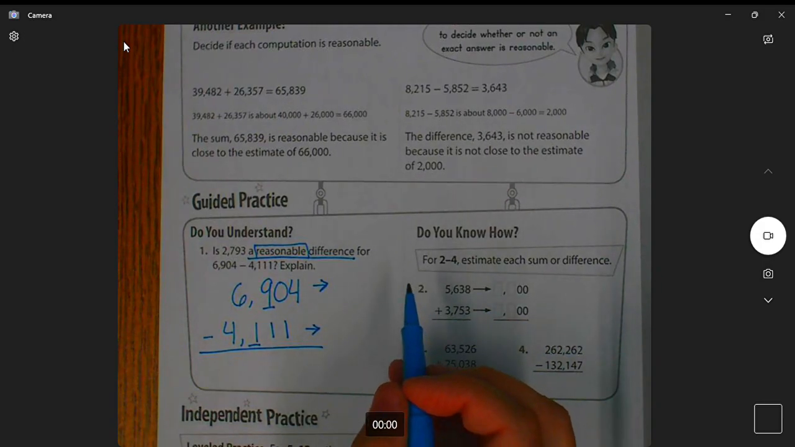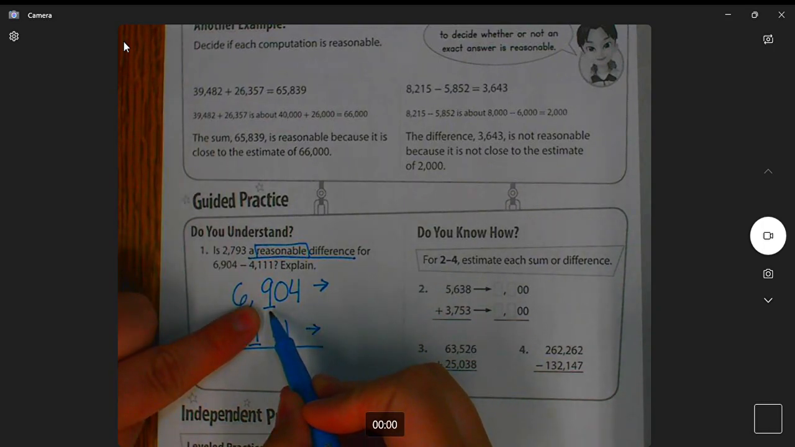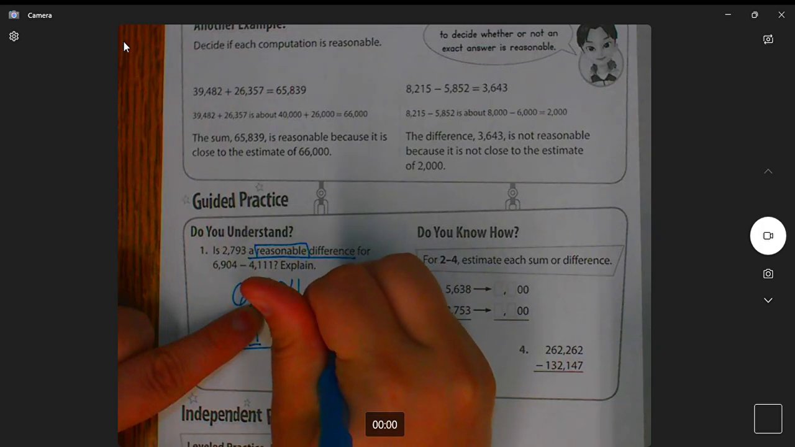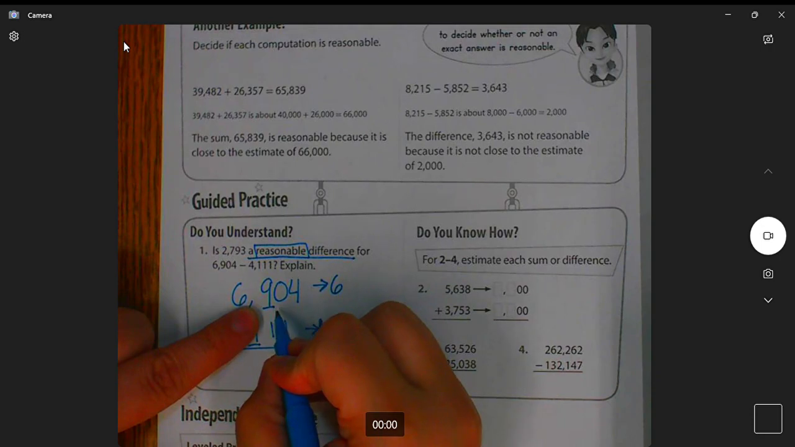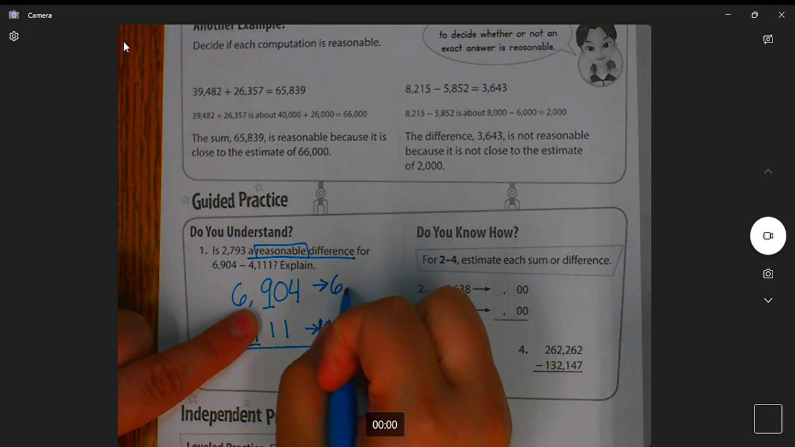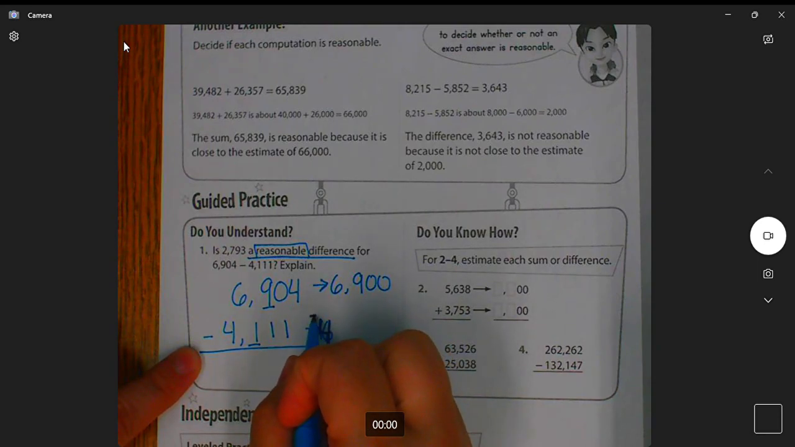So, remember our poem from rounding? Find the number, look next door. 5 or higher, add 1 more. 4 or less, let it rest. I know I'm keeping my thousands place because I'm rounding to the hundreds. Zero tells 9 to do what? Will it go up 1 or will it stay the same? Yeah, it's going to stay the same. So 6,900 minus, and I can put a minus sign.